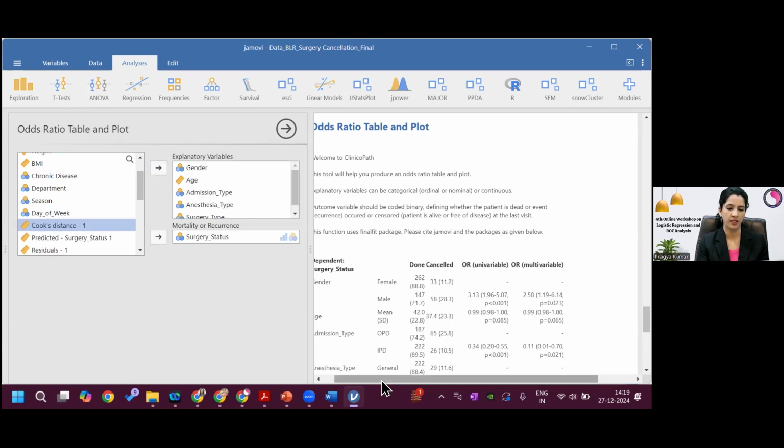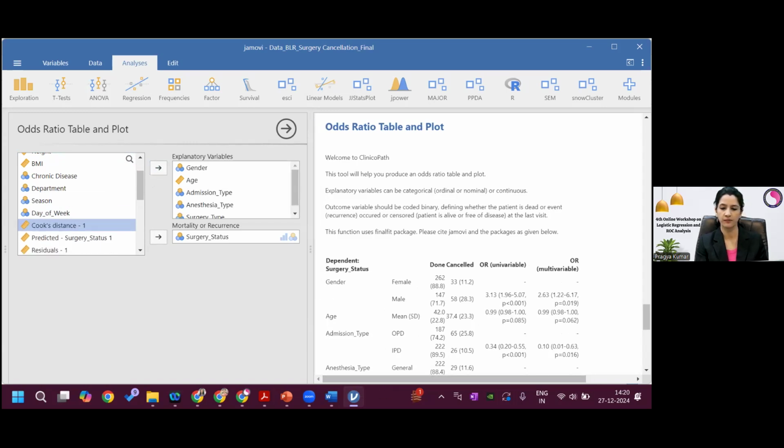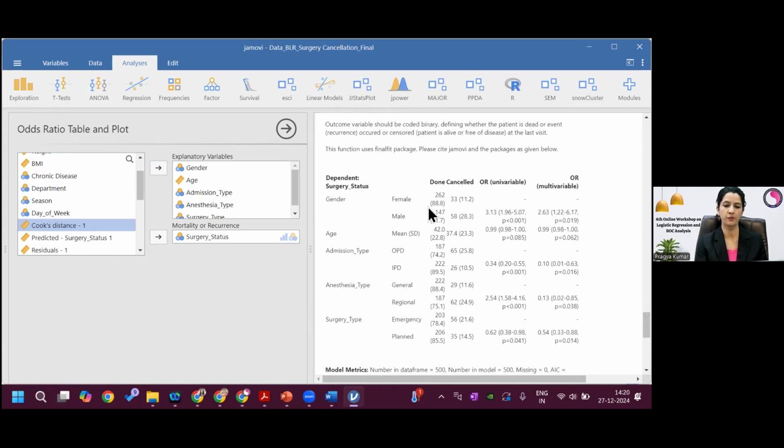Then you can see here that it gives you the odds. It gives you a 2 by 2 table also. You can see here what the odds of cancellation are in female and male. This column is for done and this column is for cancelled.